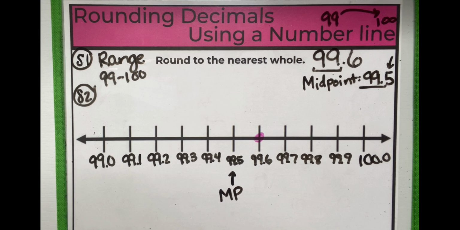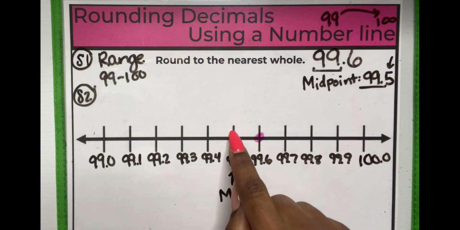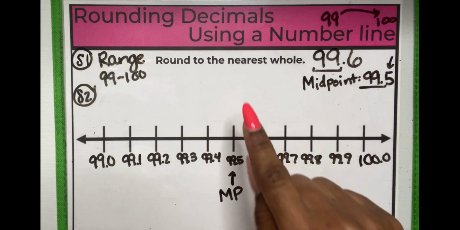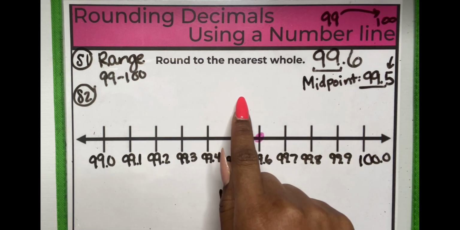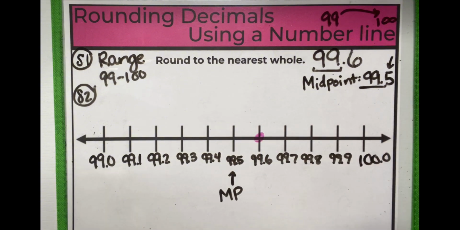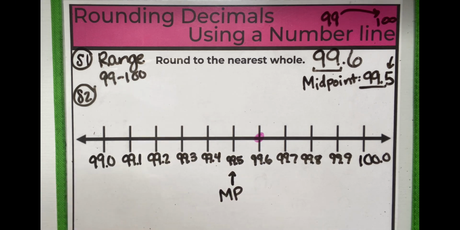Okay. So we know that if our point is at the midpoint or higher, not just larger than the midpoint, if it's at the midpoint or higher or past it, however you want to think about it, it's going to round up. If it's at 0.4 or less than this midpoint, then we're going to round down.